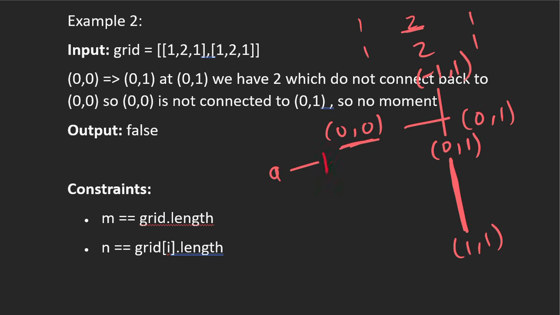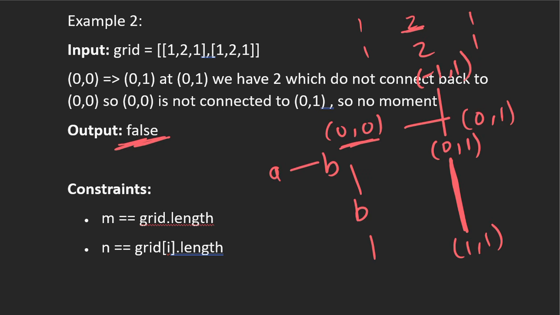From a we can go to b, but there is no path to come back from b to a. So these two points are contradicting each other, so a and b are not directly connected, right? So we can't go from a to b, and that's why we have written false.